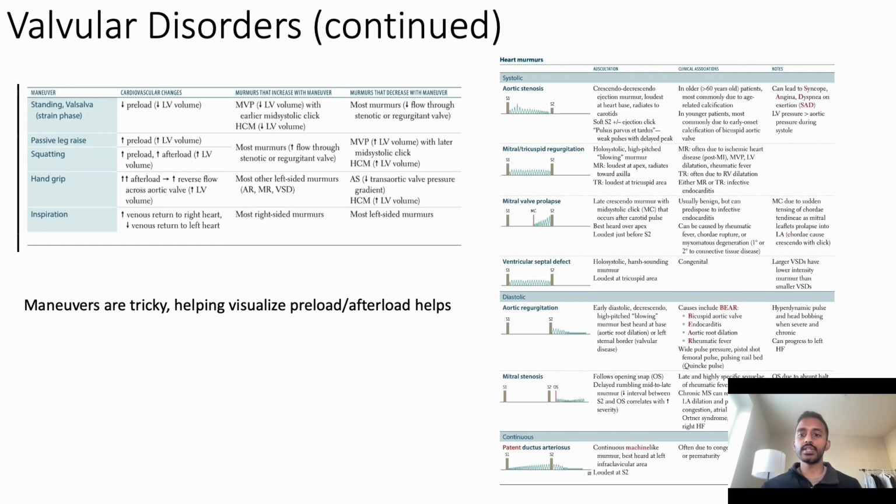Another rule of thumb is that if there's an I in right, so right side murmurs increase with inspiration, and the E in left, so left side murmurs increase with expiration. Just think about what maneuvers do to preload and afterload. So standing decreases preload, passive leg raise increases preload, squatting increases preload and increases afterload, hand grip increases afterload, inspiration increases preload to right heart, and decreases preload to left heart.